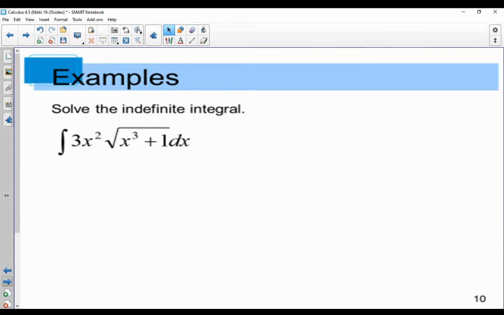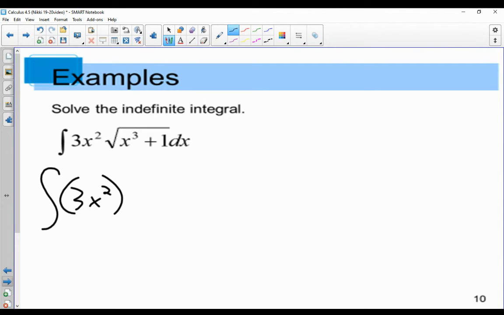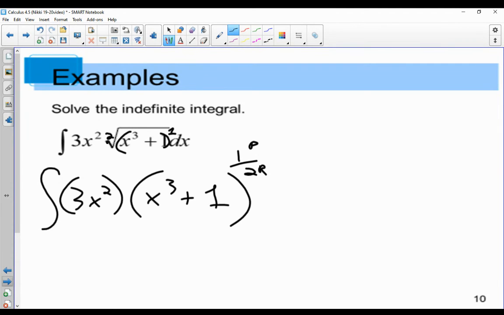Now this example, some of you might be freaking out because you see the square root. But never fear, 3x squared in the front. Remember, you can take that root and rewrite it as a power of 1/2, x cubed plus 1, because the root is 2, and the power of all this is 1, power over root. All right, so you guys are familiar with that.